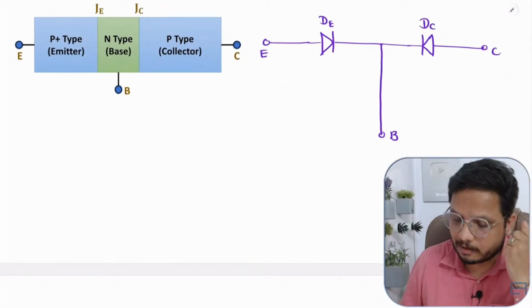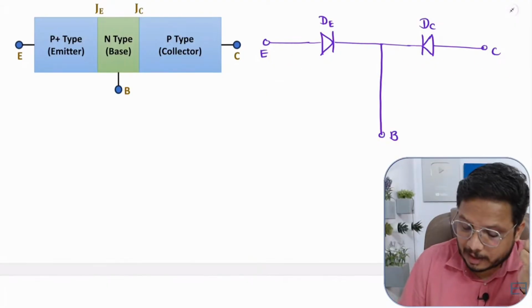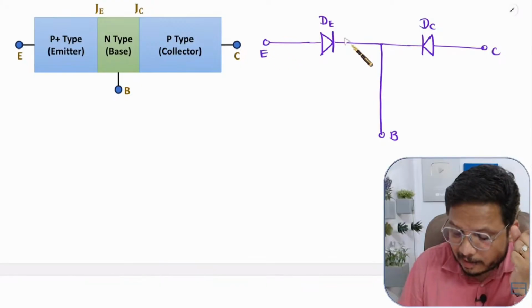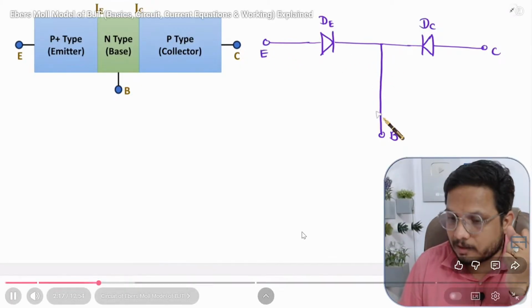But one thing that we need to understand here, see in this circuit, current passing through this diode has no relevance with current passing through this diode, and current passing over here at emitter is having no relevance of current passing through this base.